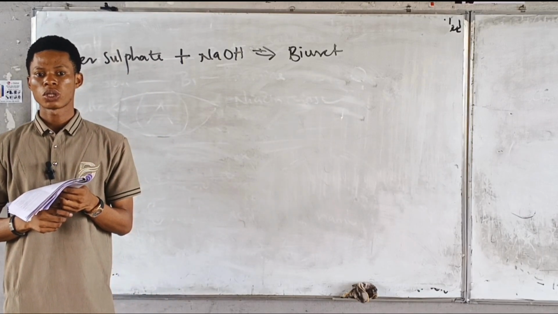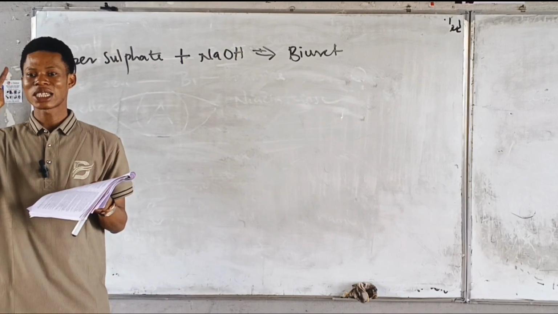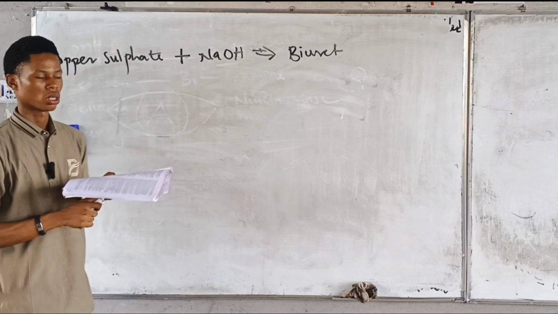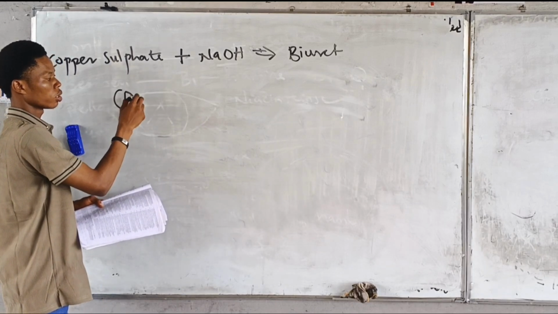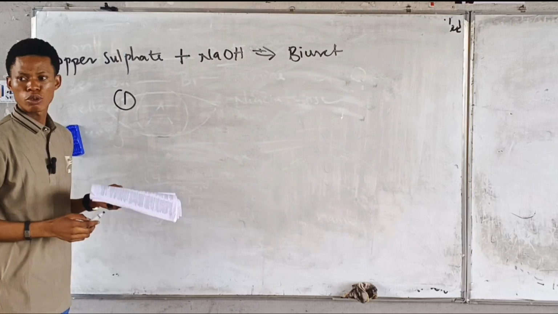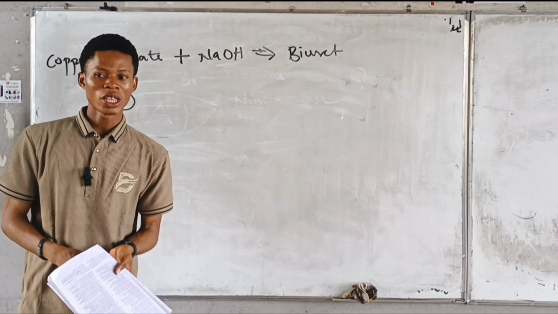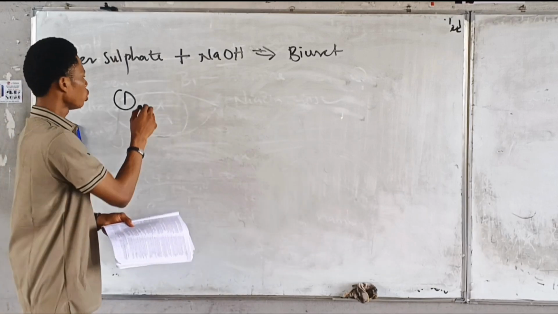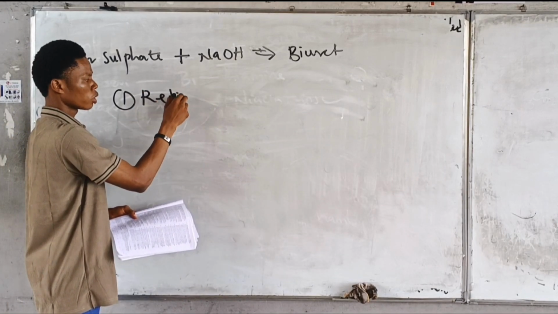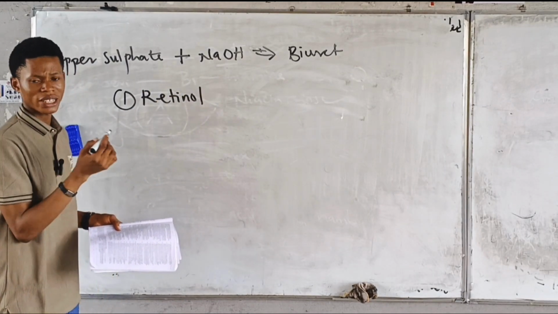Another name for vitamin A is what? Vitamin A has 3 active forms. What, and what? One is what? Just like we used to say vitamin B1 is thiamine. Vitamin A is what? We used to say retinol, is it not? Retinol, but we have 3 active forms.